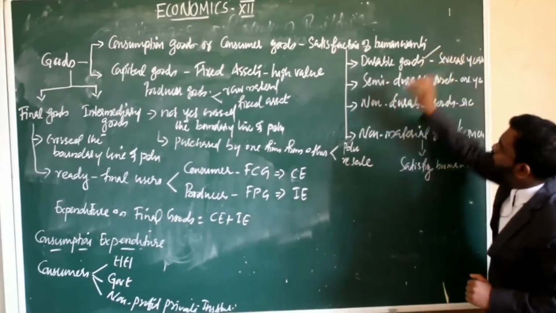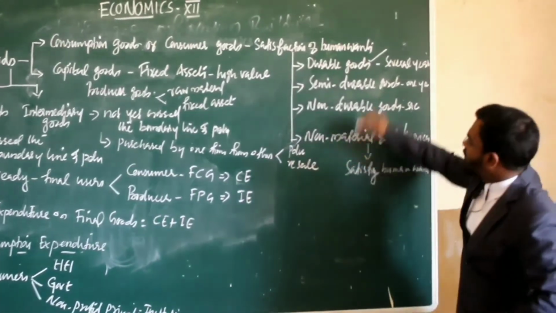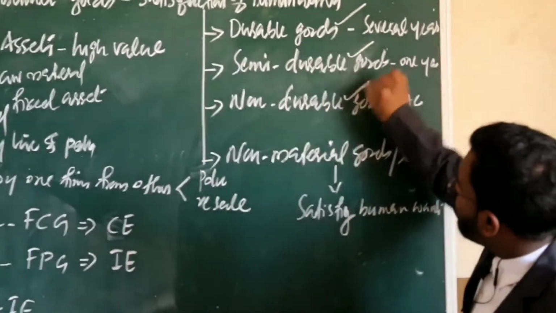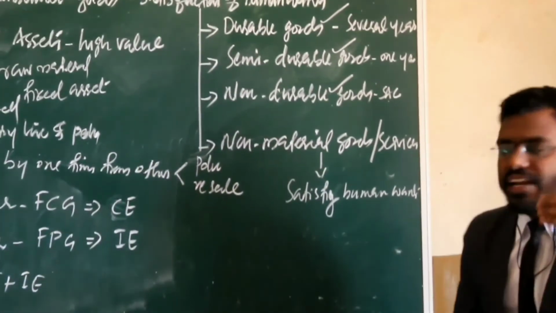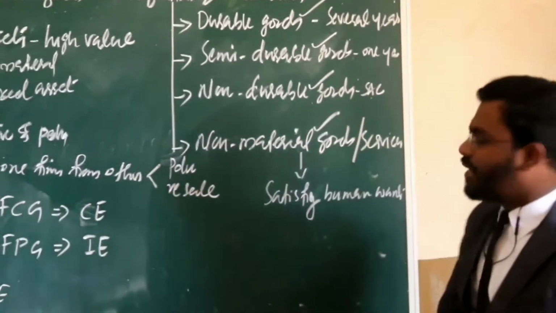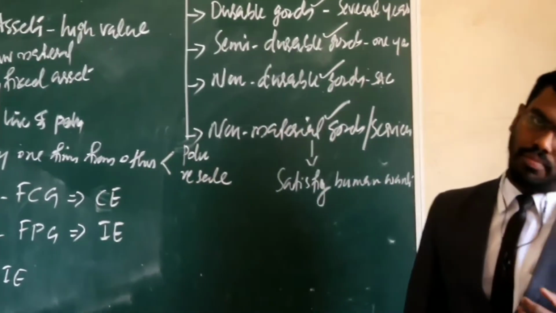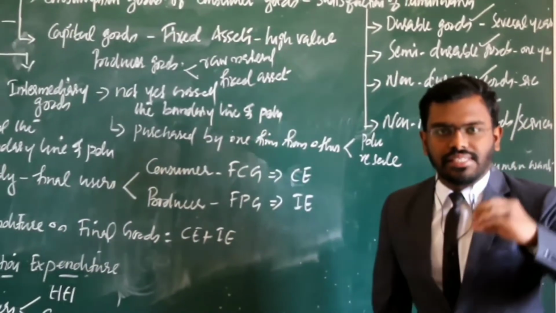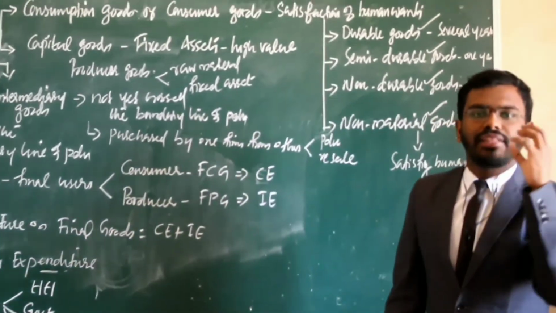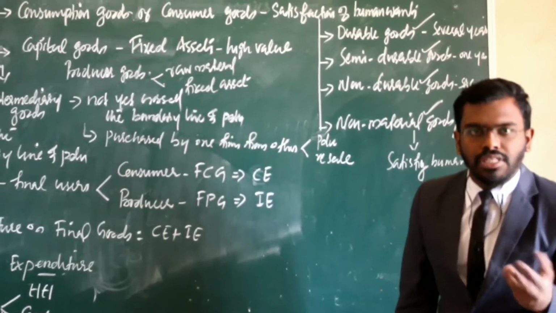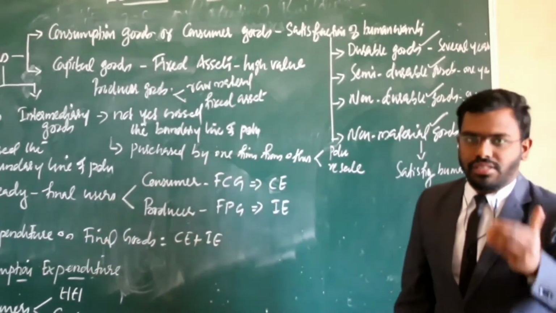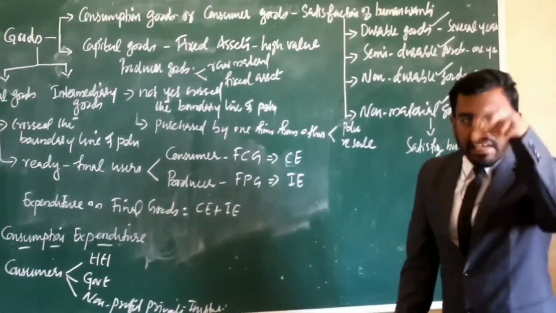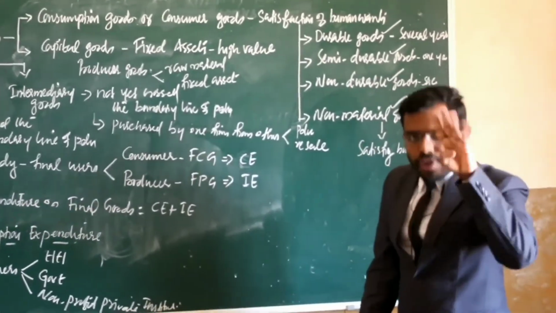First one, durable consumer goods. Second one, semi-durable consumer goods. Third one, non-durable consumer goods. And fourth one, non-material goods or services. So consumer goods are those goods which are consumed or demanded by the consumer for what purpose? For satisfying their wants or needs. And these consumer goods are again classified into 4 types.